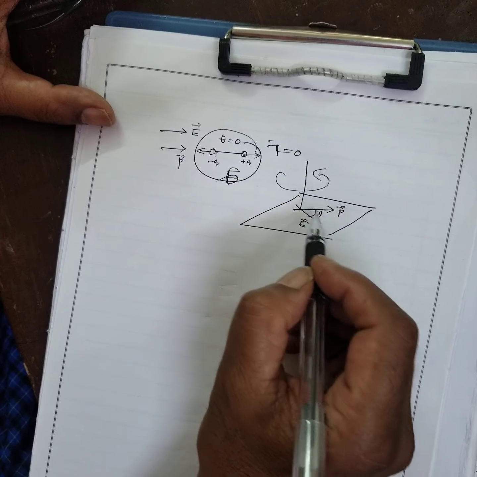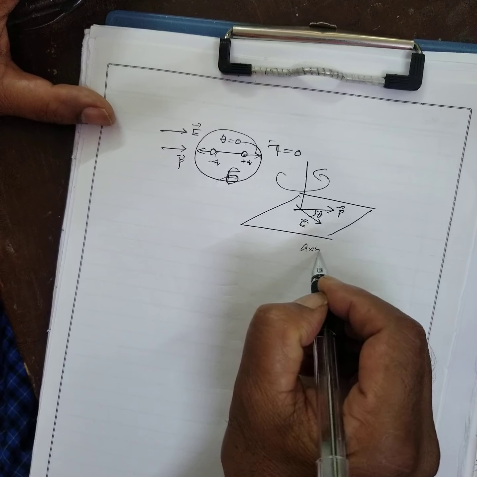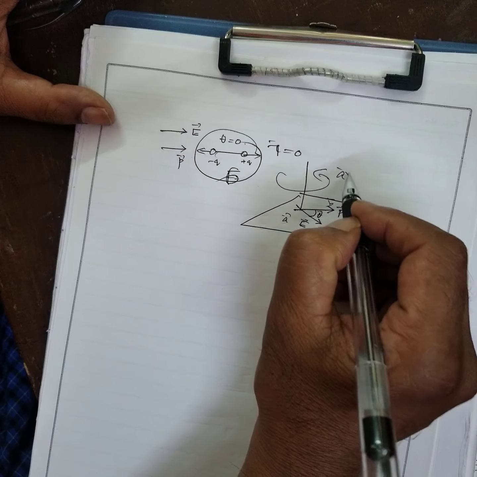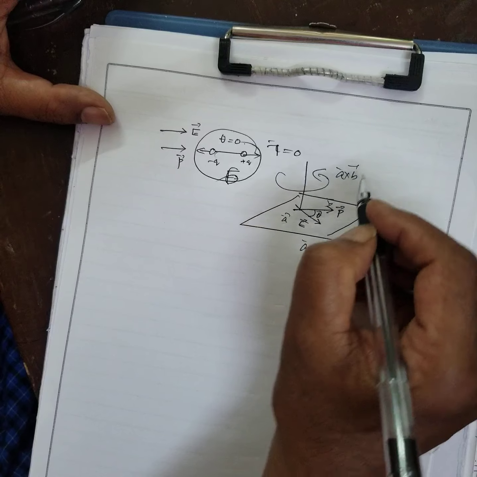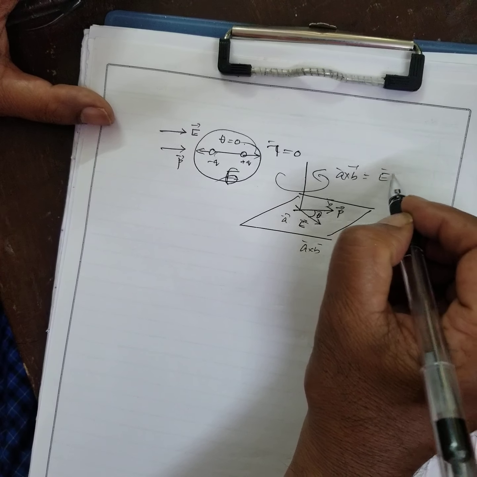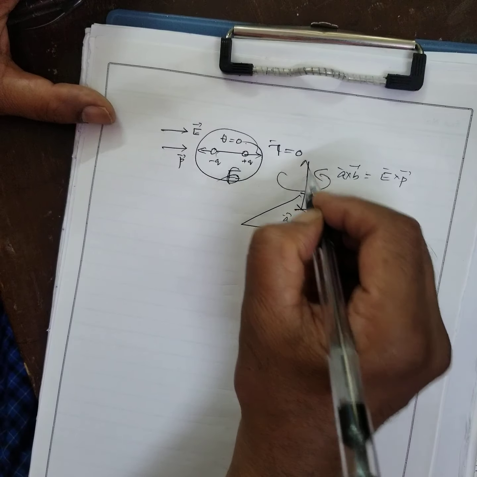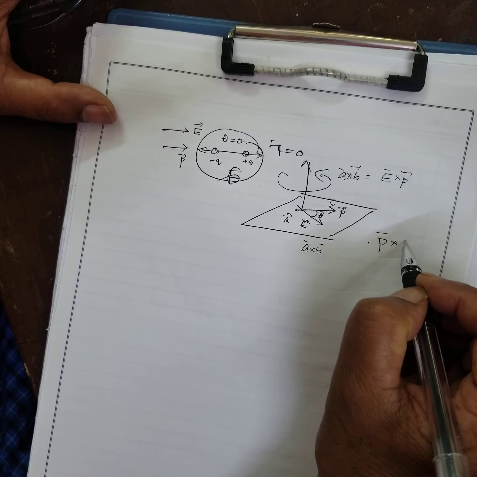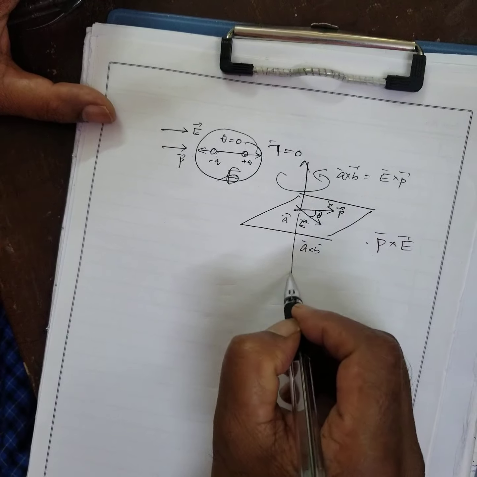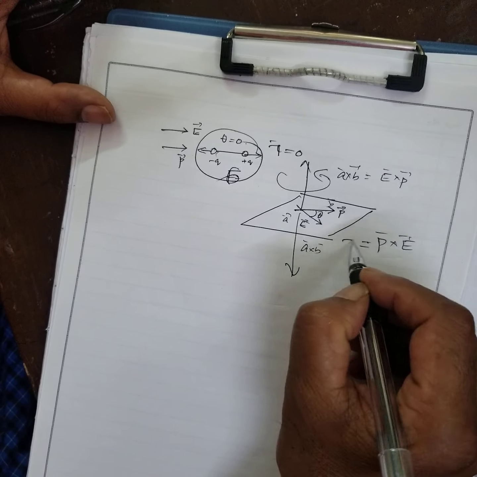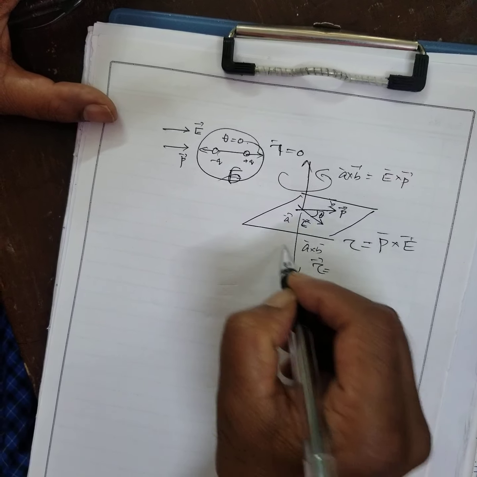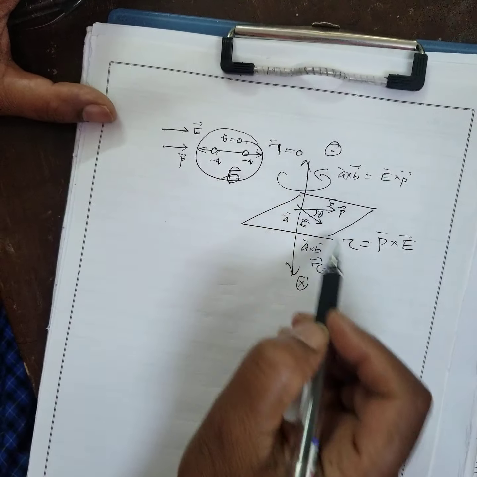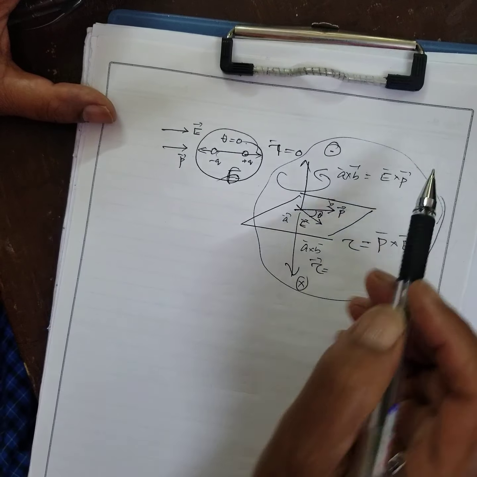If I write like this, what is A cross B? This is A, this is B. A cross B is a vector perpendicular to both. Therefore, E cross P is in this direction, but P cross E is in the downward direction. That is the torque. It will be going into the paper, downward; this one is outside the paper, upward. Therefore, these are the things you have to remember.